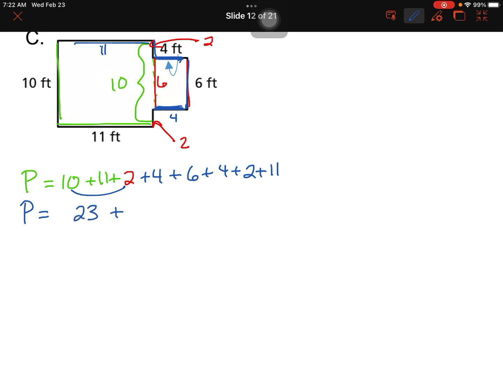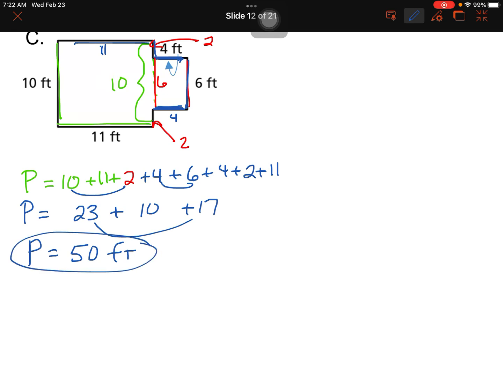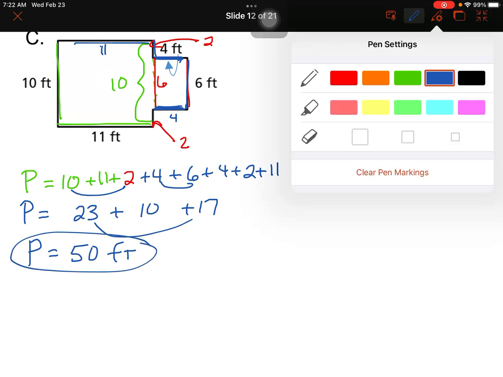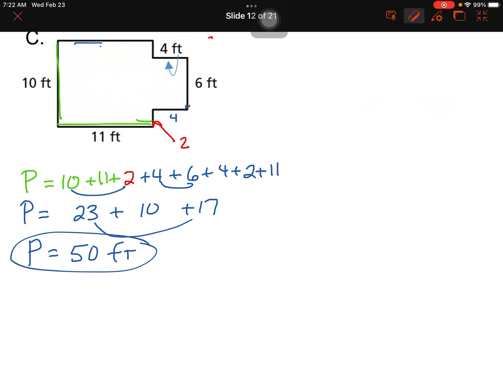I'm just trying to do this to make my life easier. This is 10, and this would be 6 plus that, 17. That would make 40 plus 10 is 50 feet. Okay, so the perimeter of this would be 50 feet. I'm going to erase some of the markings here.